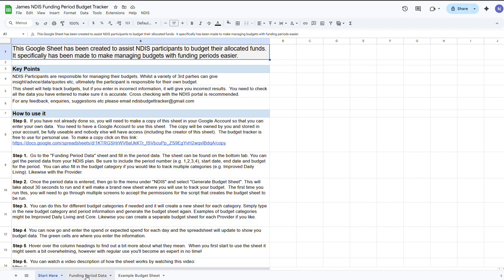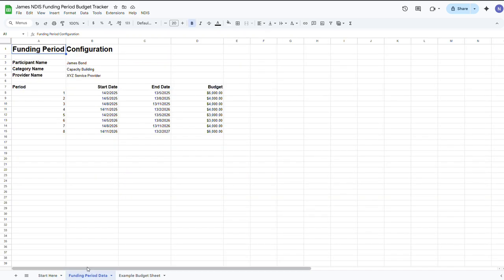What we're going to do is click on the funding period data sheet. You'll see here you can enter in the participant's name, any type of category, a provider name if you wish, and then you enter in the funding periods. Each funding period will have a number. You can see here it's numbered 1 to 8. It will have a start and end date, and it will have a budget. This information will be directly coming from your NDIS plan.